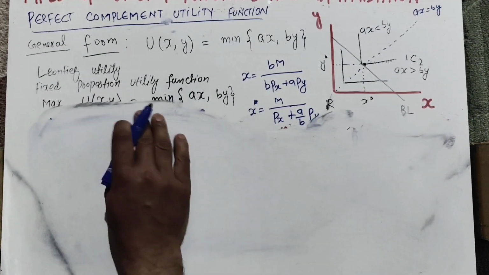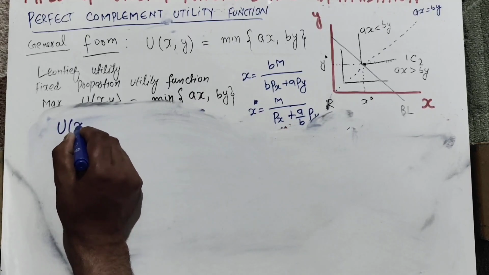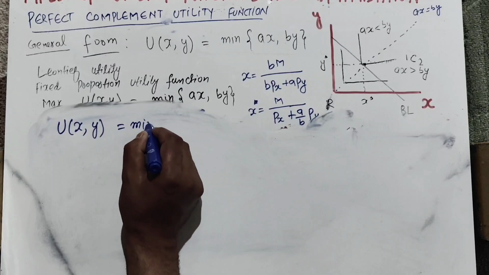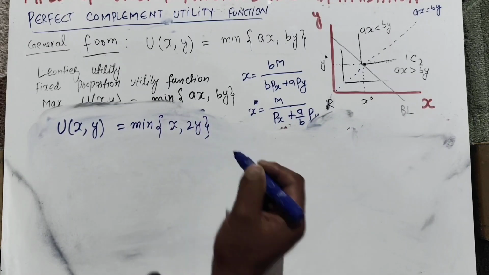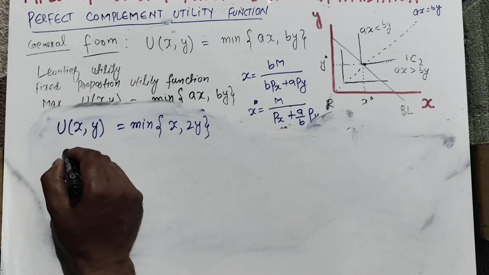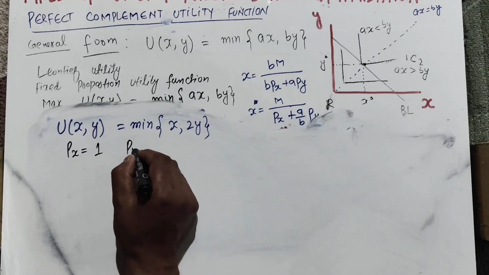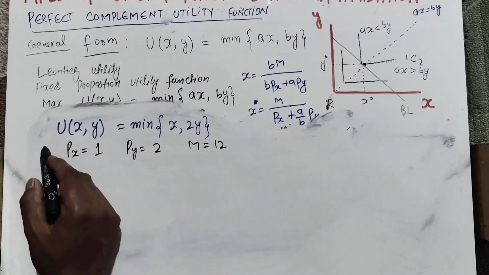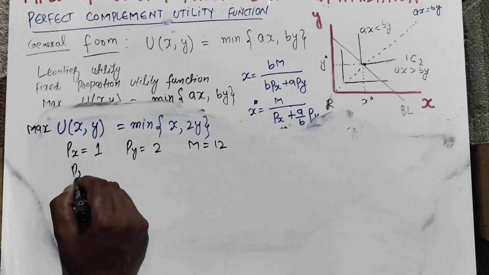So let us take a specific example. Let us say utility derived from two goods x and y is equal to minimum of x comma 2y. Okay. We have the budget for that. Let us suppose price of good x is 1, price of good y is equal to 2, and income of the consumer is 12.